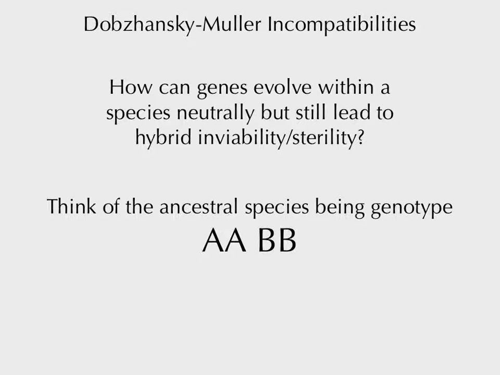Yeah. Exactly. So we know that little a, little a can persist fine with big B, big B, right? How about with little b, little b? We have no idea. It's never seen little b at all. So it could be fine, or it could lead to lethality or sterility or something like that. So when they reproduce and have aa, bb offspring.